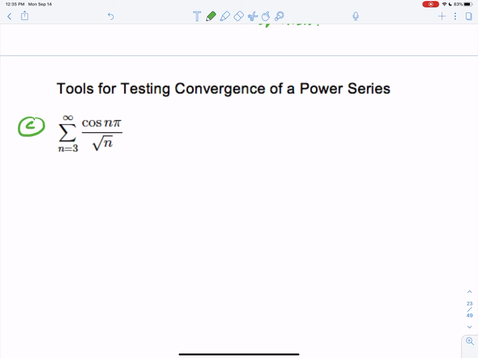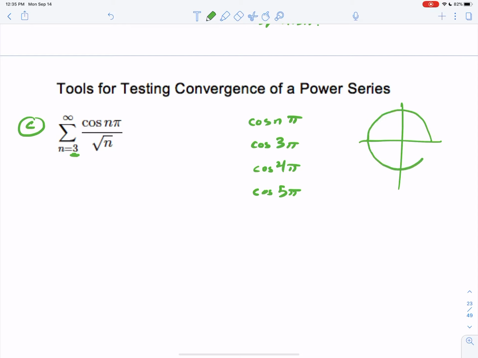So this is actually an alternating series, all right? So I wrote it in your notes there, but let me just show you. Cosine of n pi is actually an alternating factor there, okay? Here it states that n starts at 3 and then it keeps going. So let me write this out here. Okay? Cosine of 3 pi, so here's 1 pi, 2 pi, 3 pi. Cosine right there is -1.